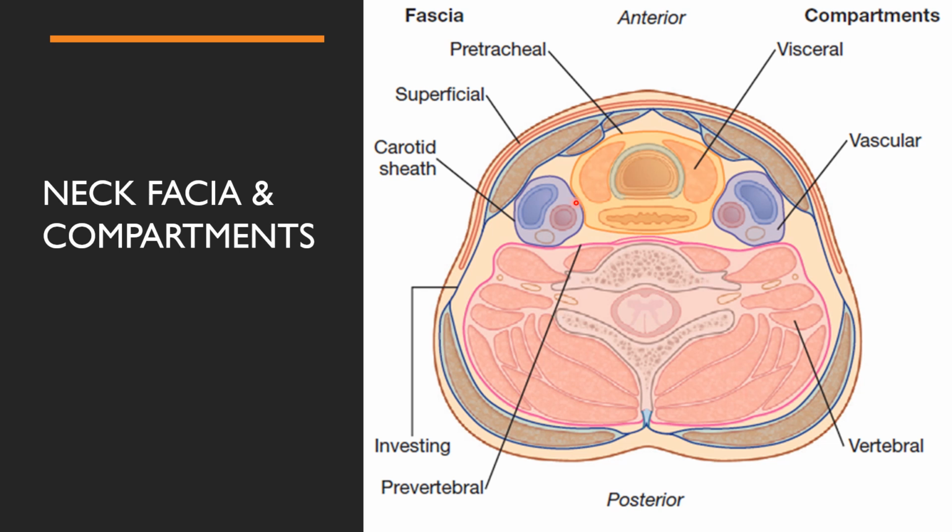The third and fourth compartments are two vascular compartments, one on each side. They are lateral and contain major blood vessels, which are, as I said, common carotid artery, internal carotid artery, internal jugular vein, and the vagus nerve. So these are called compartments of the neck.